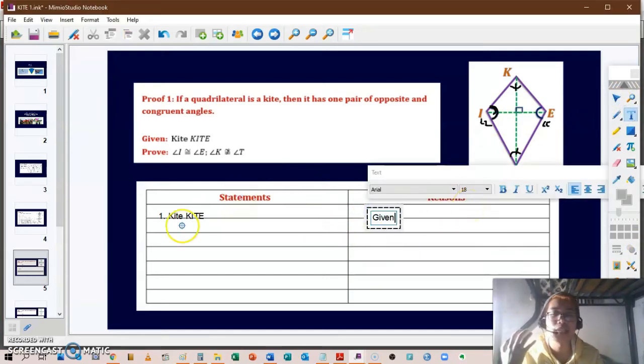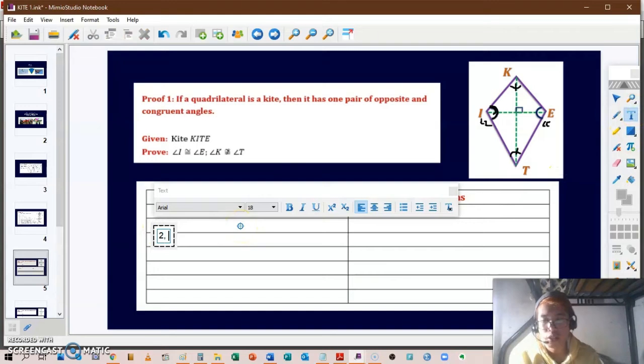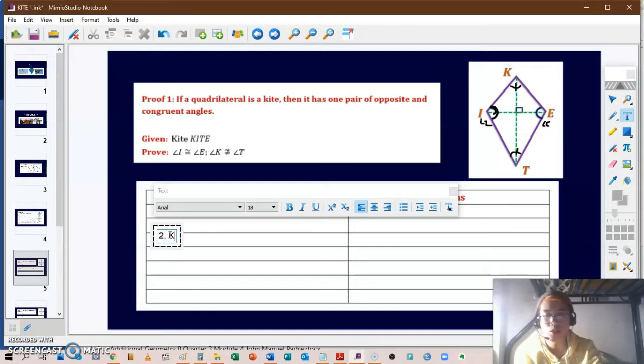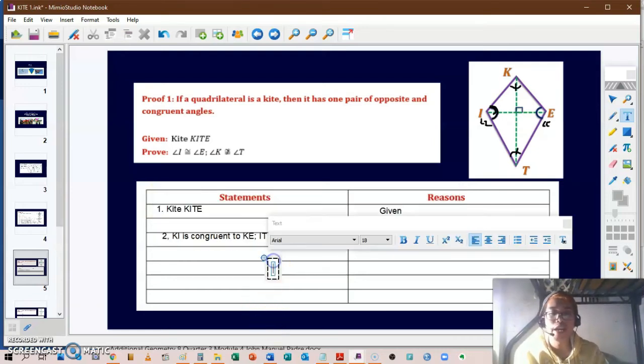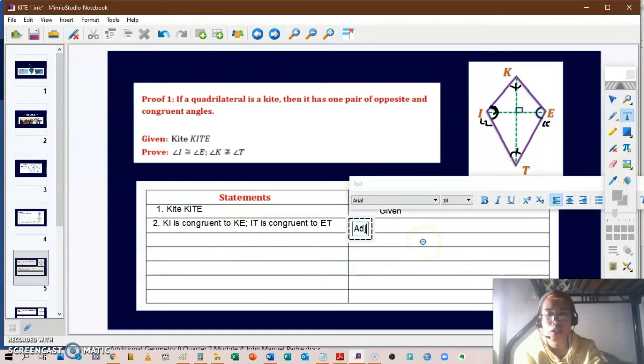So what do you think, guys, can be the second statement for this proof? Okay, number 2. We can write here that KI is congruent to KE, and also IT is congruent to ET. The reason for that is simply one of the properties that we have seen about kites. We can write here that the pairs of adjacent sides of a kite are congruent.